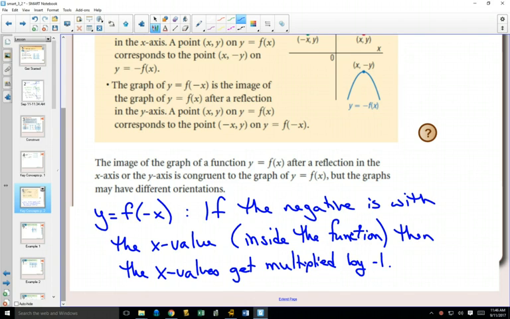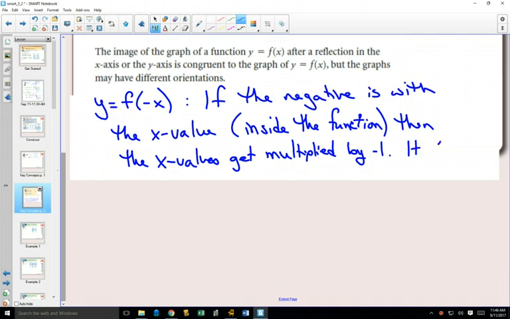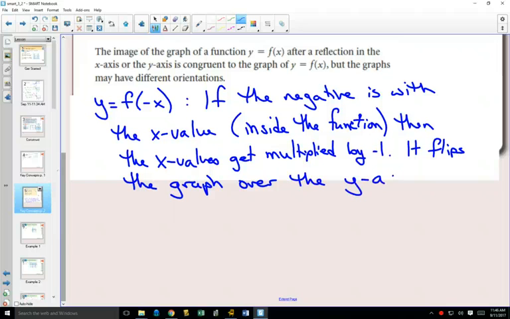And as far as what does that do to the entire graph, it flips the graph over the y-axis. So if that negative is inside the function, it's with the x values, that means your x values are going to get multiplied by a -1.